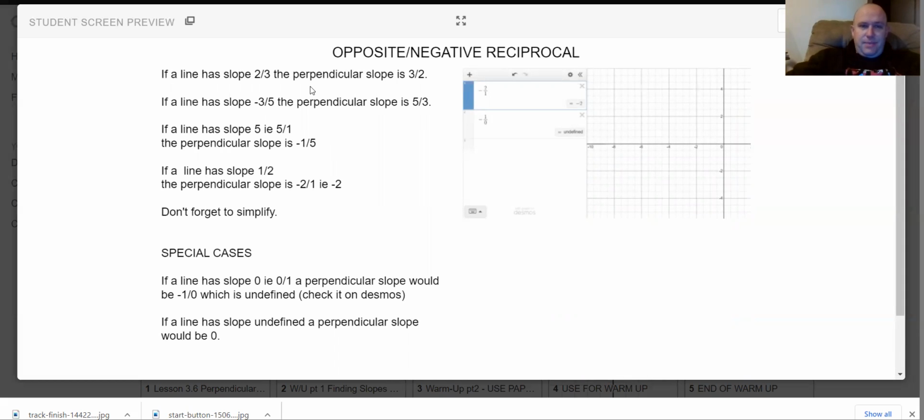And I already noticed there's a mistake here straight away. For 2/3, the perpendicular slope is supposed to be -3/2. And that's just a reciprocal right now, not a negative reciprocal. -3/5, flip it, 5/3, and then change the sign.